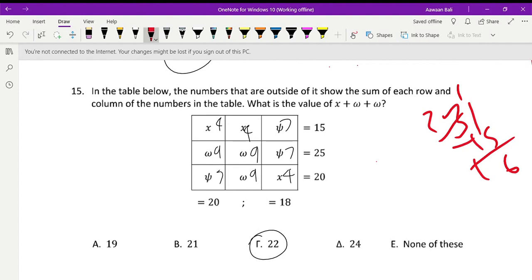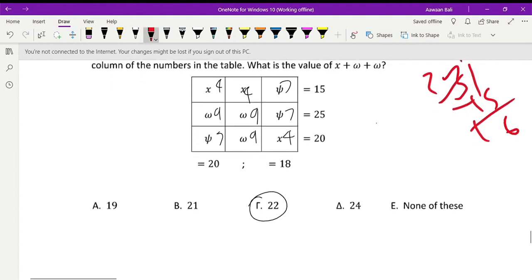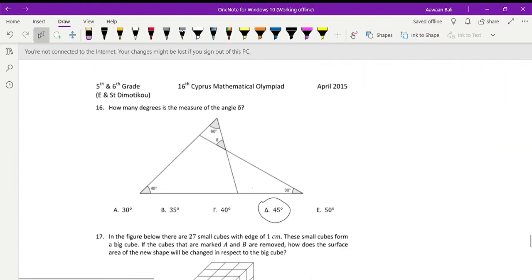Now, once we found the values, which are x is 4, c is 7, and omega is 9, we find the sum here. Now, there are 2 omegas, so 9 times 2 is 18, and x is 4. 18 plus 4 is 22, therefore the answer is gamma, 22.